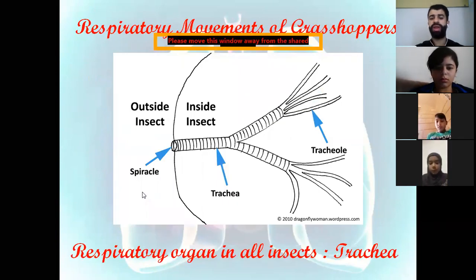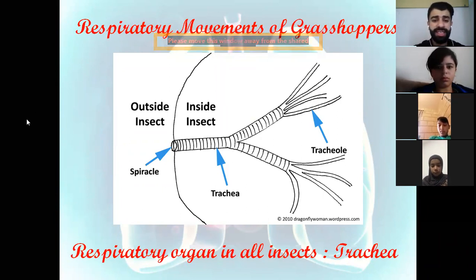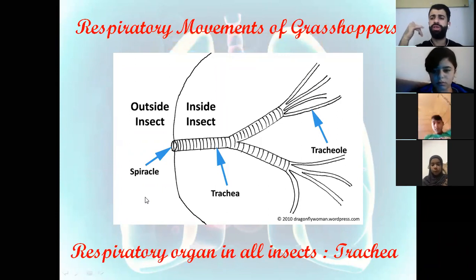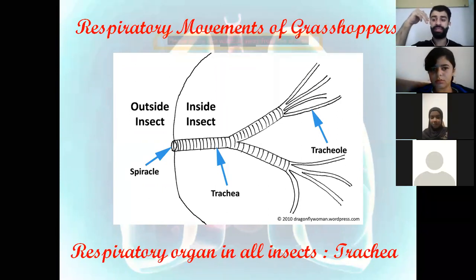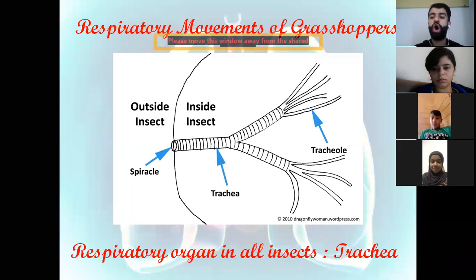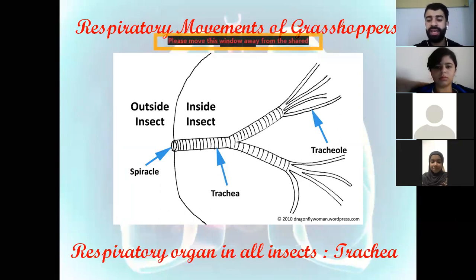But the respiratory organ in all insects is the trachea. So the respiratory organ is not the spiracle. The spiracle is small pores that allow the air to enter or to exit. But the respiratory organ in all insects is the trachea. So you have to know that the respiratory organ in insects is called the trachea.